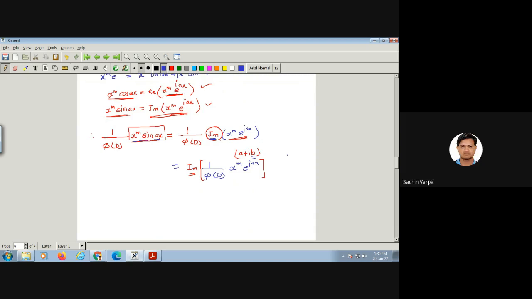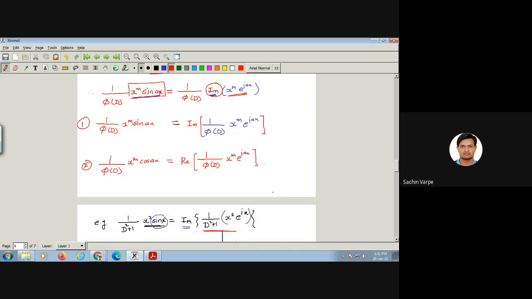Yes, sir. So let me write the formula again. 1/phi of d x raised to m sin ax is imaginary part of 1/phi of d x raised to m e to the power I ax. And for cos, like this is the first formula, and the second is 1/phi of d x raised to m cos ax equals real part of 1/phi of d x raised to m e to the power I ax. Clear? Is this clear?